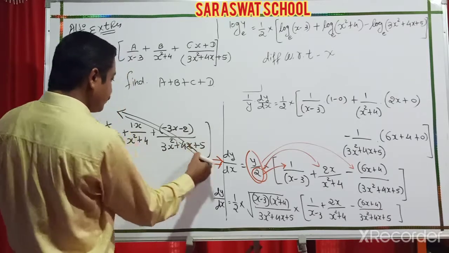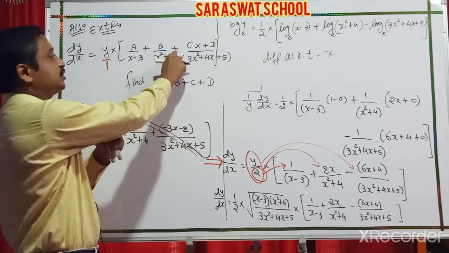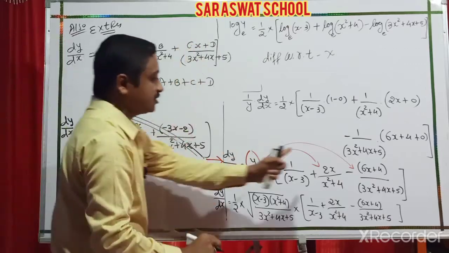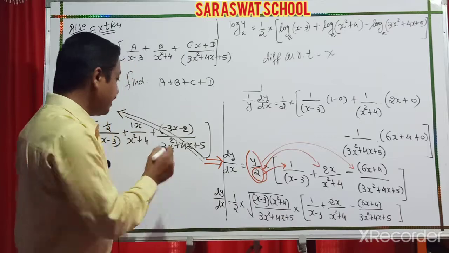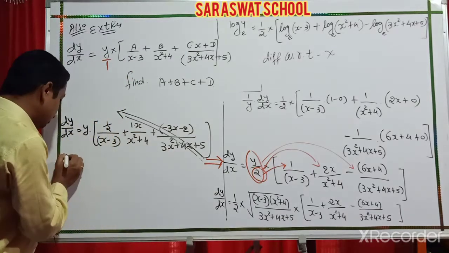Students, why did I write plus here? According to the question, plus is given here, so I converted this minus 2 inside, and 6x plus 4 divided by 2, and now check what the total value is.